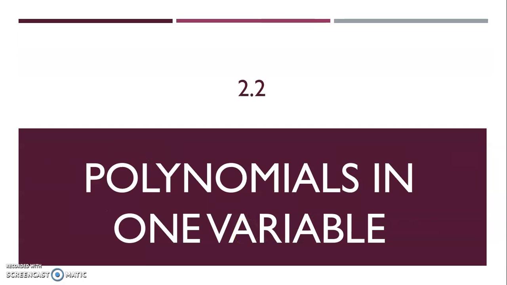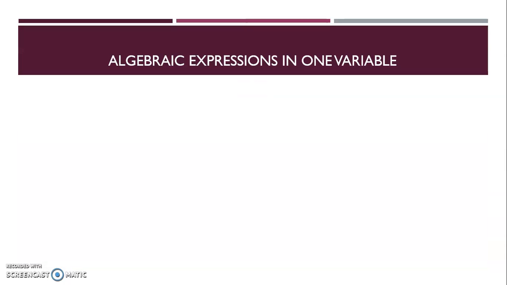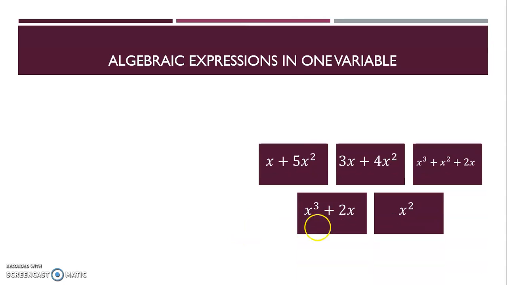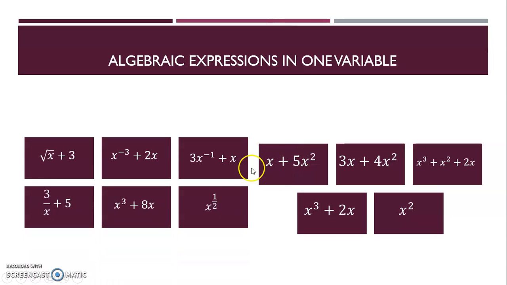So that is the introduction part. Now let us look at polynomials in one variable. So we had seen algebraic expressions in one variable because these are algebraic expressions, combinations of a variable, constant, and an arithmetic operator. So these are all algebraic expressions in one variable because they have only one variable, x. So these are also algebraic expressions in one variable.